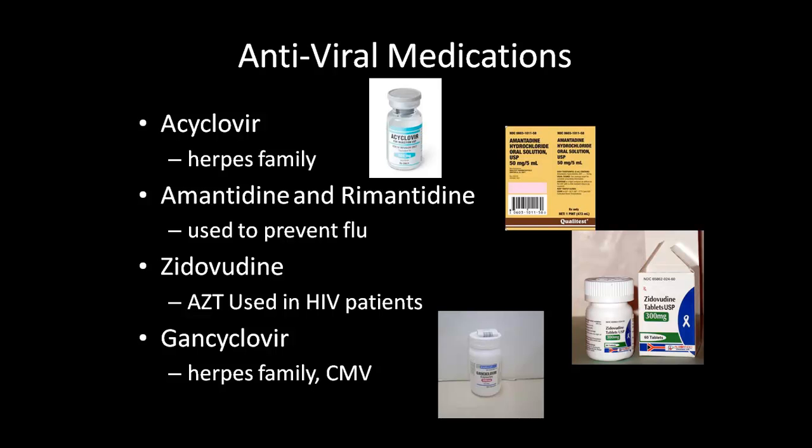So some antiviral medications. The ones we see is acyclovir. It's in the herpes family. This is given to patients with real bad shingles. Amantadine or rimantadine can be used to prevent the flu. AZT is used in HIV patients, and ganciclovir is a newer medication that is used to treat organisms in the herpes family.